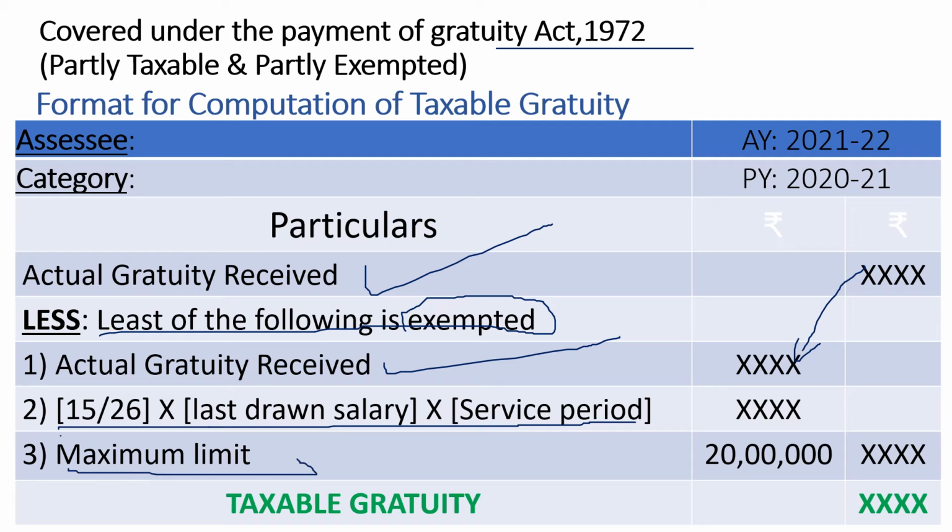Then the maximum limit, which is allowed under Section 10, subsection 10 of the IT Act. Here the maximum limit is 20 lakh. It means the government has given a provision that gratuity exemption should not go beyond 20 lakh. To put a ceiling limit on this gratuity exemption, the government introduced this maximum limit of 20 lakhs per employee, under the Payment of Gratuity Act.